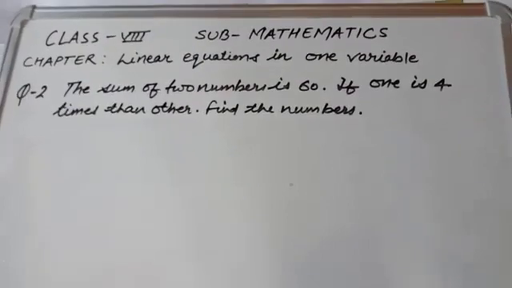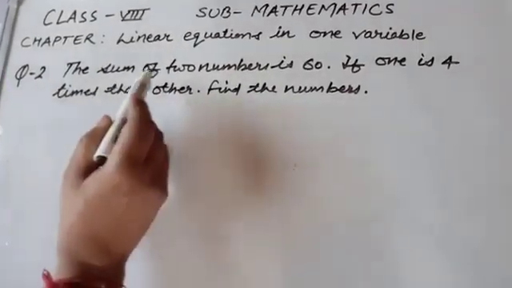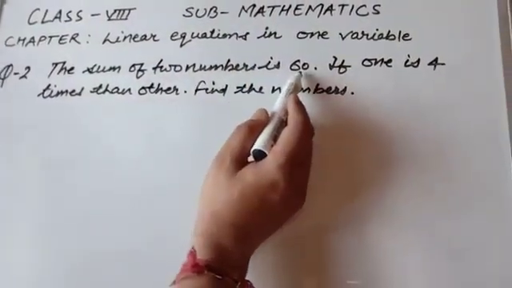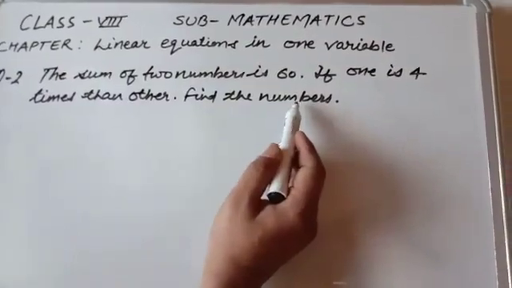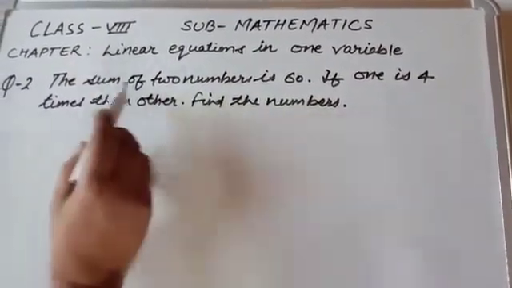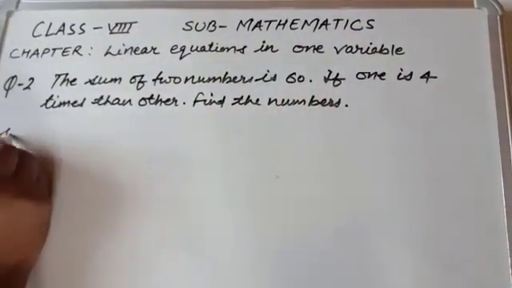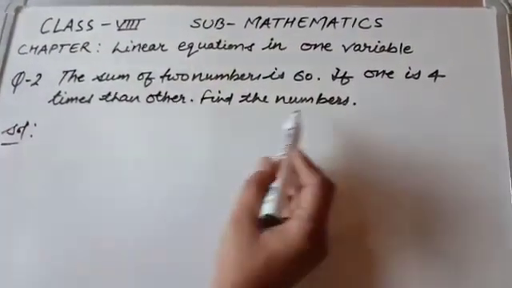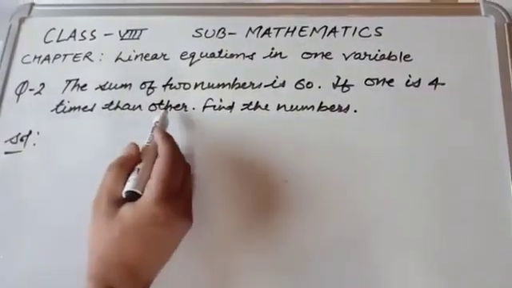Students, now I will take some word problems. The first word problem is the sum of two numbers is 60. If one is 4 times the other, find the numbers. So we have to find both the numbers, and the sum of the two numbers is equal to 60. So look at the solution. The second condition is given, one is 4 times the other.